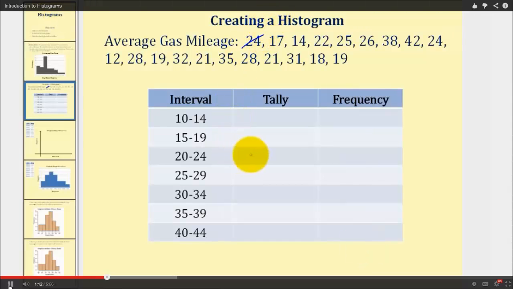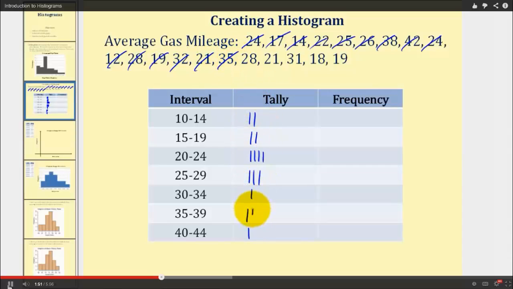So starting with 24, which would be in this interval, then we have 17, 14, 22, 25 and 26, both in this interval, 38, 42, 24, 12, 28, 19, 32, 21, 35, 28, 21, 31, 18, and 19. And therefore the frequencies will be 2, 4, 5, 4, 2, 2, and 1.